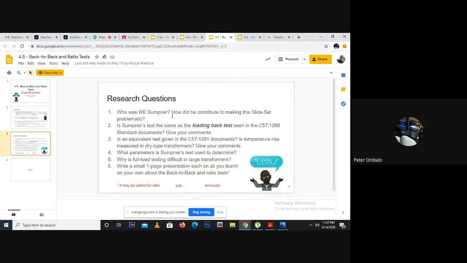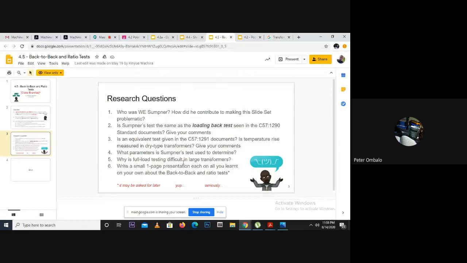This is the guy who invented this test, and the test is also called the Sampner test. This one here is amongst the documents that he'd sent us in the classroom. So I will leave this one for you guys to read, and part 3 as well, because it touches on the document. What parameters is Sampner's test? Sampner's test is the back-to-back test used to determine why is full load testing difficult in large transformers.